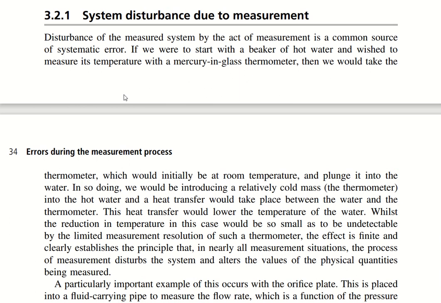So first is the system disturbance due to measurement. The disturbance of the measured system by the act of measurement is a common source of systematic error. If you were to start with a beaker of hot water and wish to measure its temperature with a mercury in glass thermometer, then what would you do? You take the thermometer, which would initially be at room temperature, and plunge it into that water.